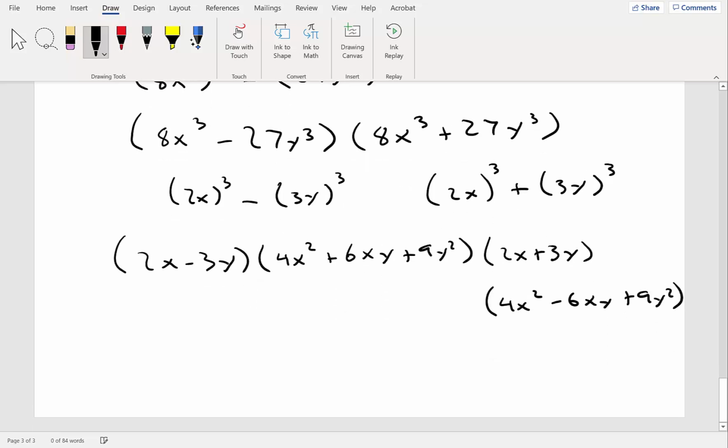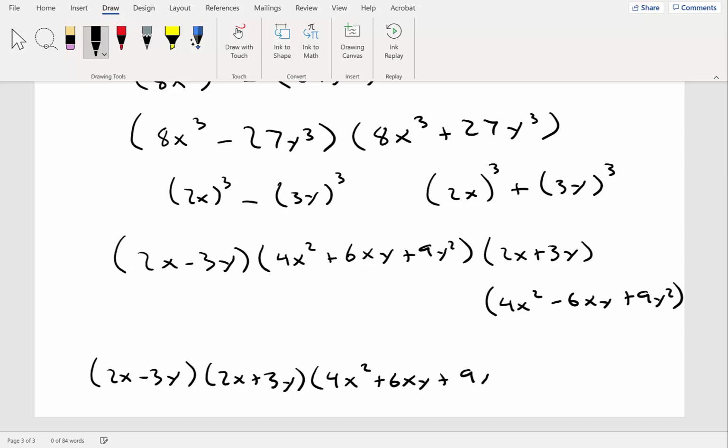So now let me go ahead and rewrite our final answer. I'm just going to rewrite it with the binomials going first. So I have 2x minus 3y times 2x plus 3y times, now I'm going to write out the trinomials, 4x squared plus 6xy plus 9y squared times 4x squared minus 6xy plus 9y squared. And then we're completely finished.